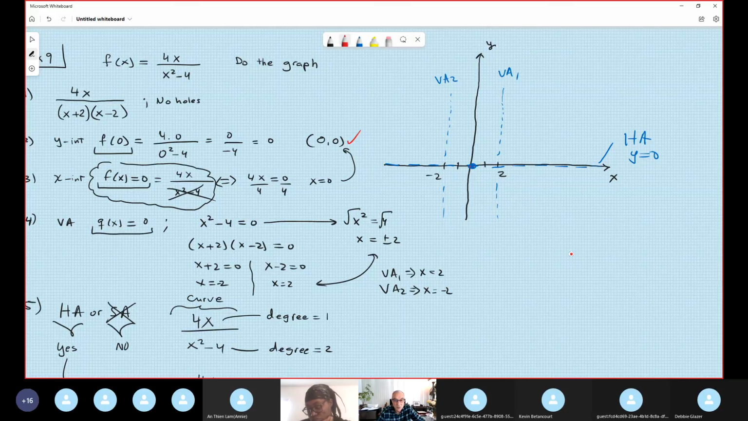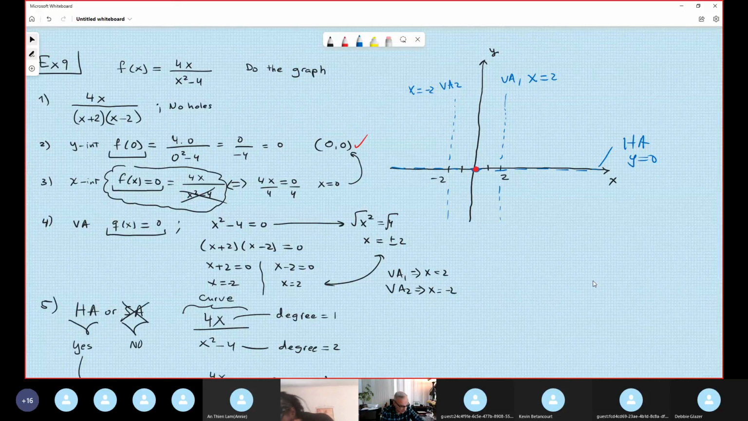Let me put it in red color because when I finish the problem, I do the graph in red color. Okay, by the way, the equation for this vertical line is x equals 2. The equation for this vertical asymptote is x equals -2. Remember, when x equals a number, it's a vertical line. When y equals one number, it's a horizontal line.